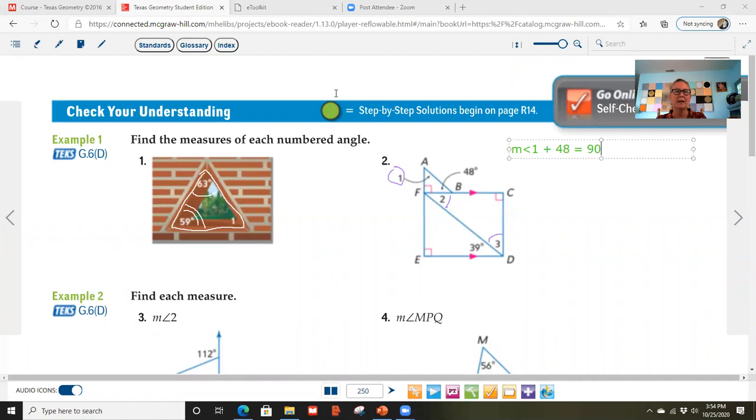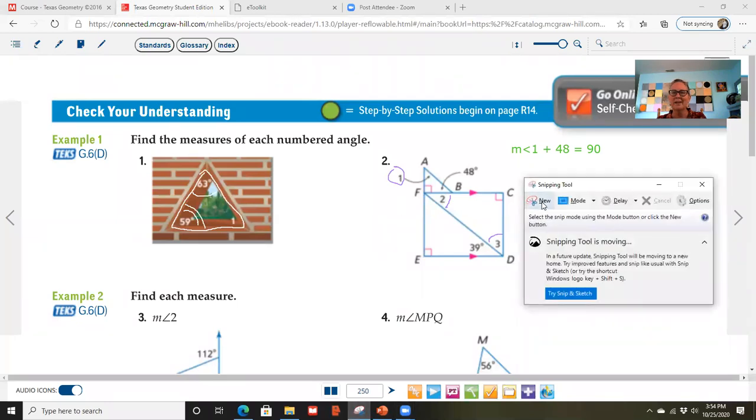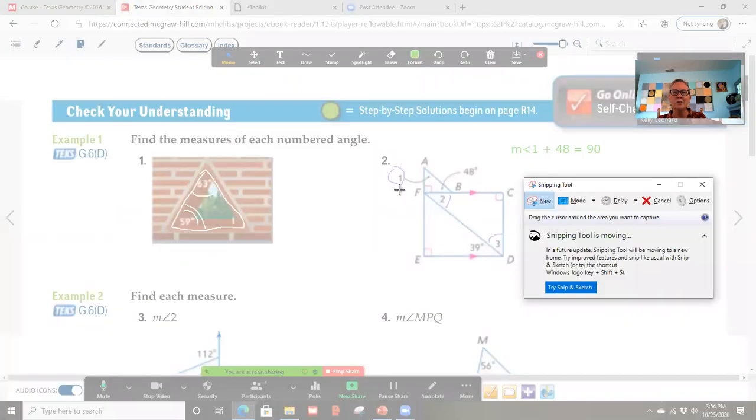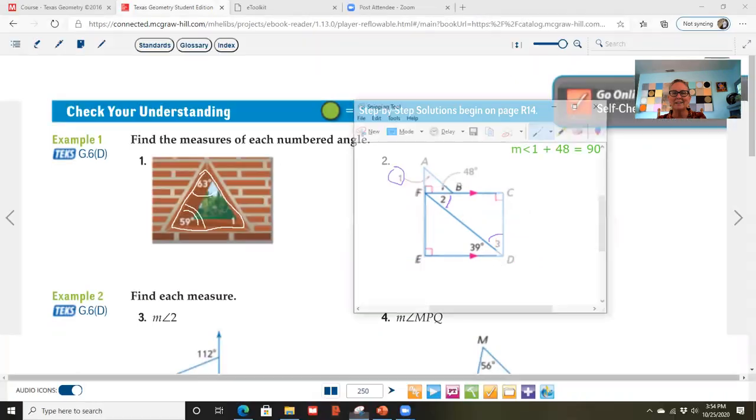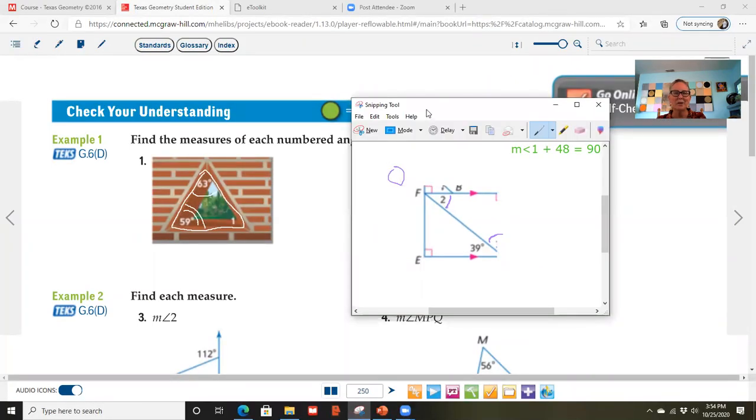Okay. And now to get the measure of angle 2, you have to notice something else. Let me just take, I'm going to do a thing. I'm going to show you that I only want to see this part right now. I don't even want to see that. Look, I just want to see this part of the figure.